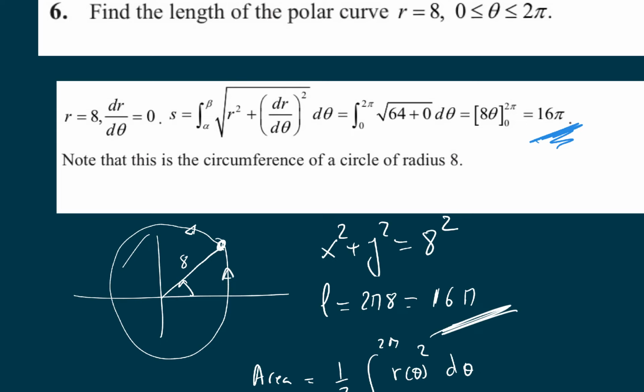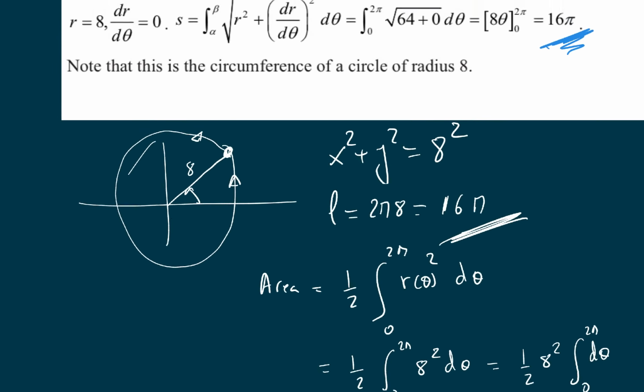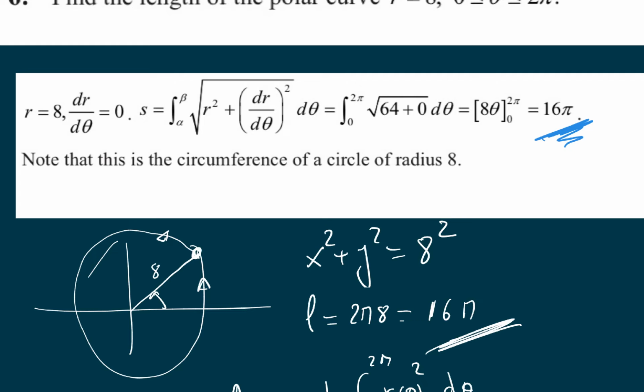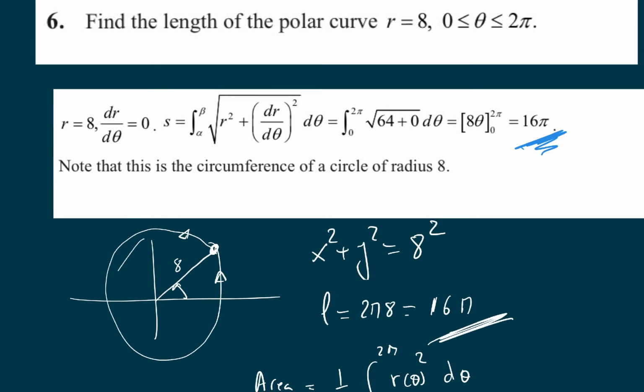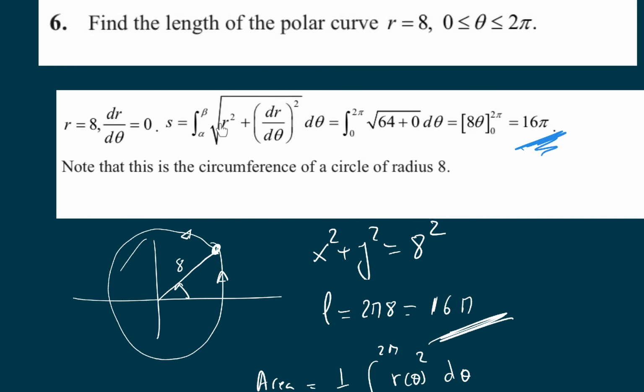So I have to use the polar equation for the length. And the polar equation for the length is here. The arc length S is the integral of the square root of r squared plus the derivative of r with respect to theta squared, d theta. This is the equation that we saw at the beginning of this lesson. What is r squared? 8 squared is 64.